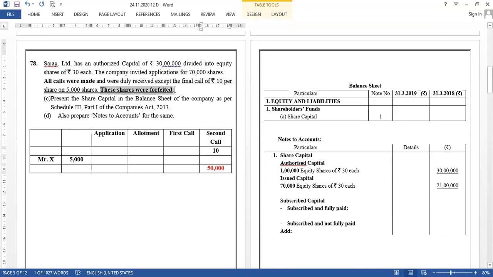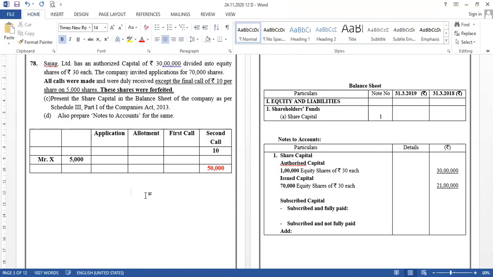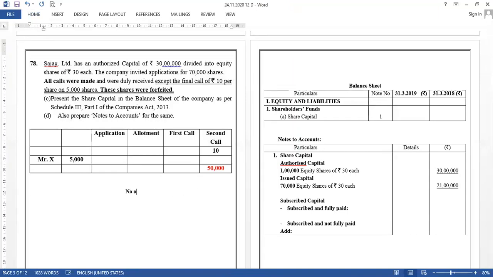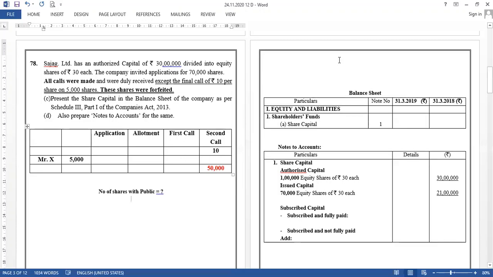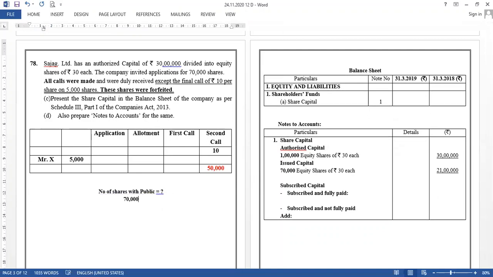These shares were forfeited. Again, the same question I raise over here. How many shares are there with public? I must always think about this. Number of shares with public, how much is it? Sir, 65,000. How is it 65? How much did we issue? 70,000. Out of that we forfeited 5,000 shares. So number of shares with the public is 65,000.